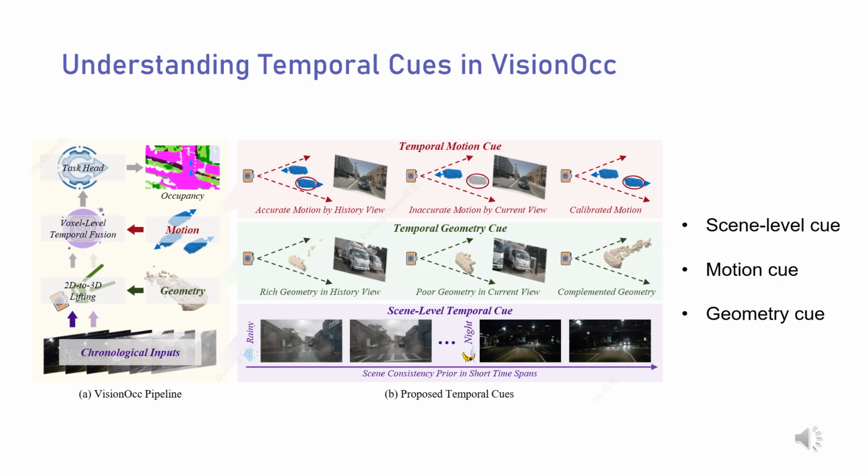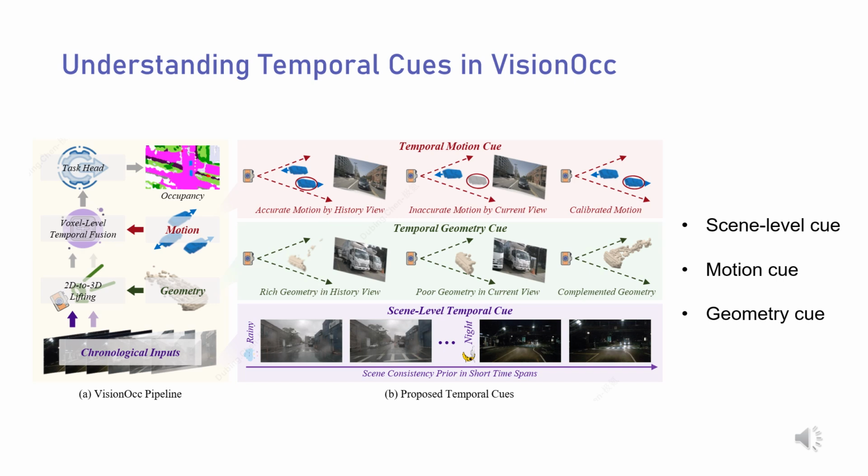So, what are these three temporal cues we're working with? Let me break them down. First, scene level cue. This is about the big picture, things like lighting or weather that stay consistent over a few frames. We encode this into the network's parameters, letting the model adapt to the scene's overall context.